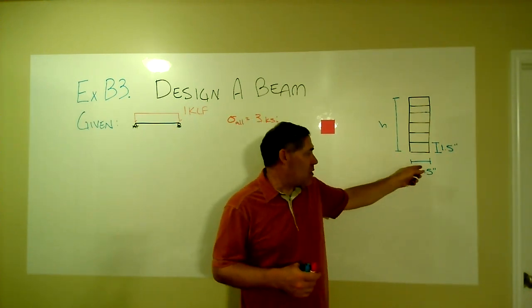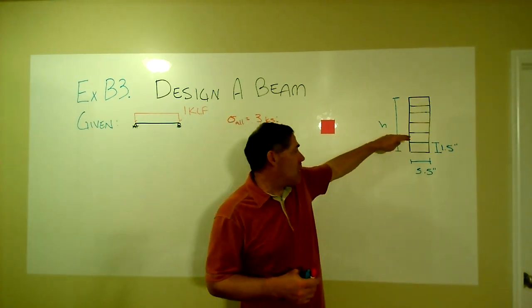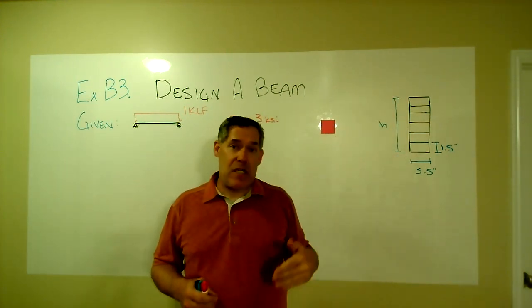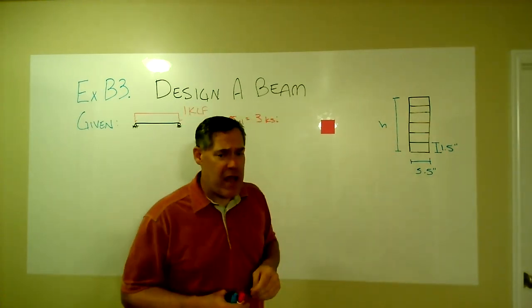Right? So we know what the width of this thing is. We don't know its height, and we don't know how many of these 2 by 6s we need to get the desired height. And that's a part of what we're all after, right?